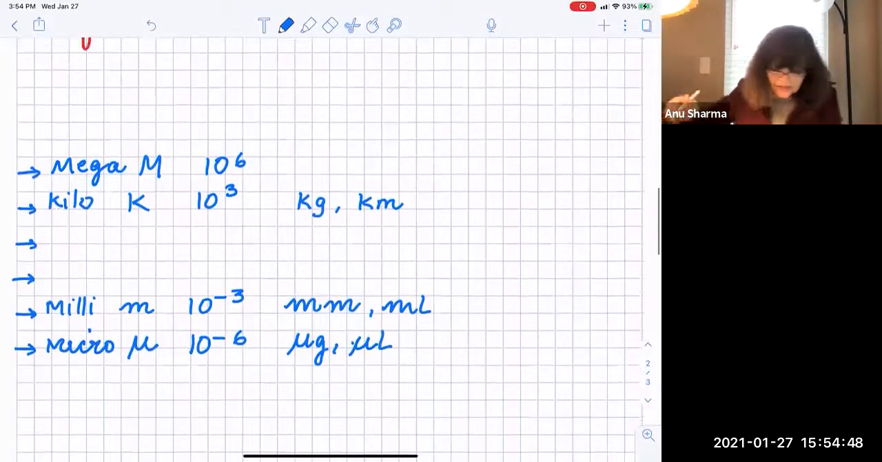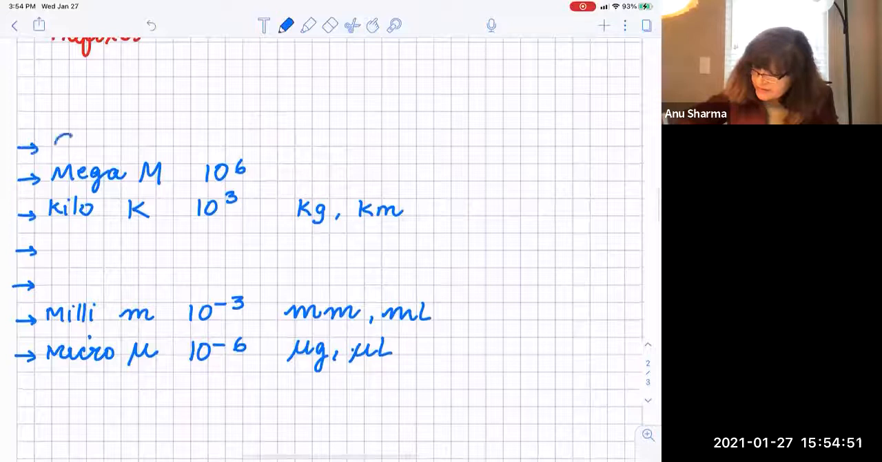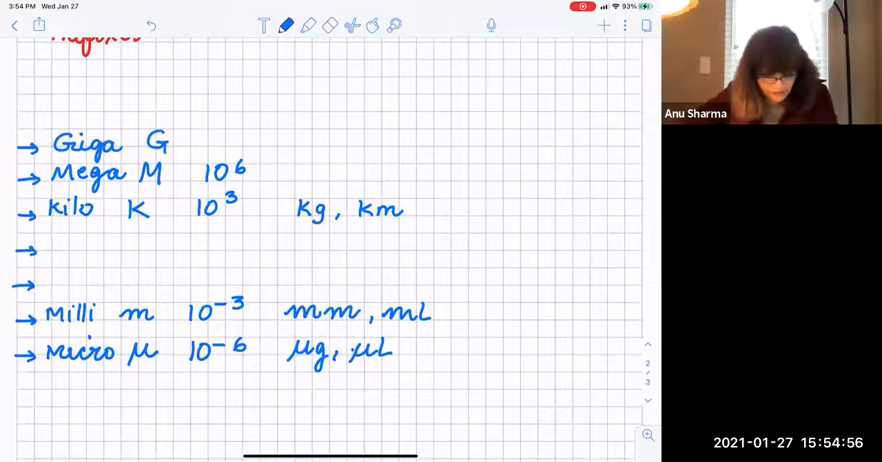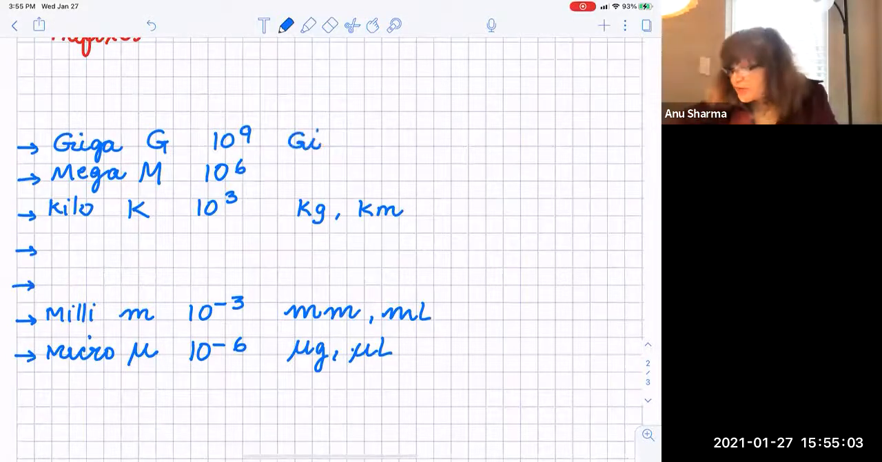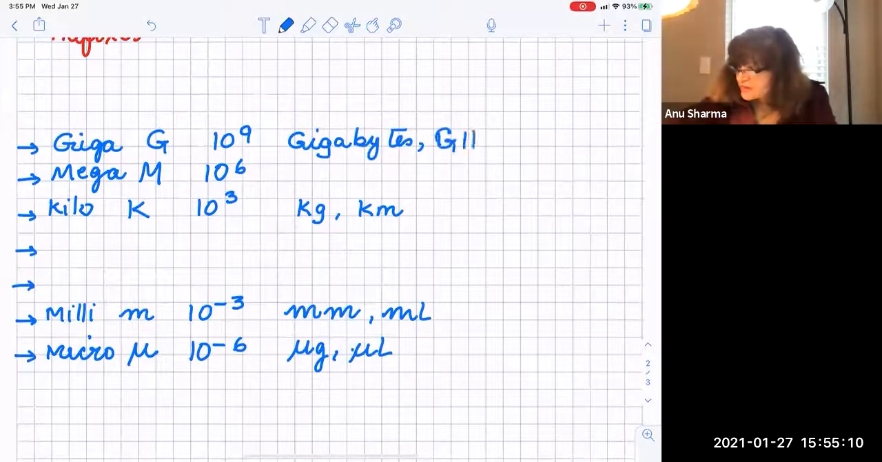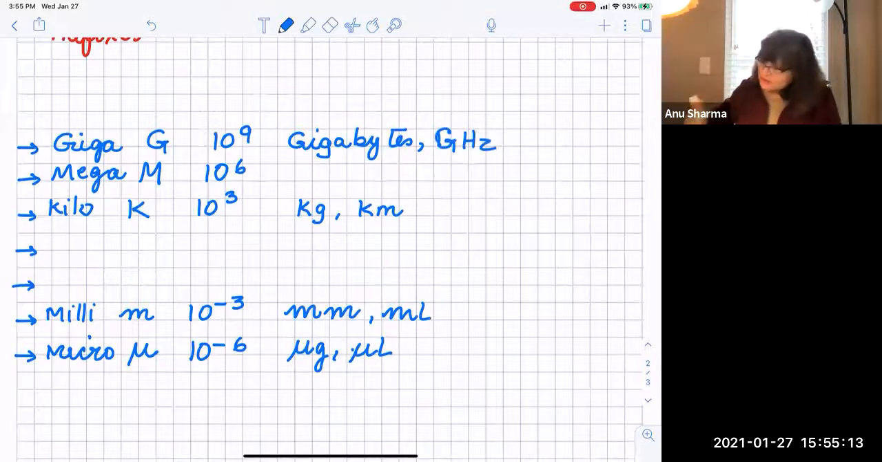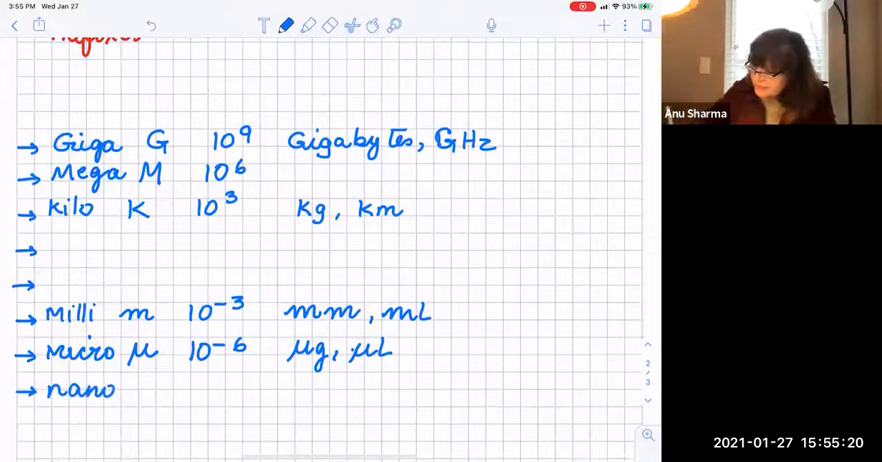Okay, next is, let's say, giga. Like gigabytes. Giga is represented as capital G, and this is 10 to the power 9. Gigabytes, or in terms of frequency, gigahertz. Okay, next, opposite of giga is nano. Small n, and this is 10 to the power minus 9.